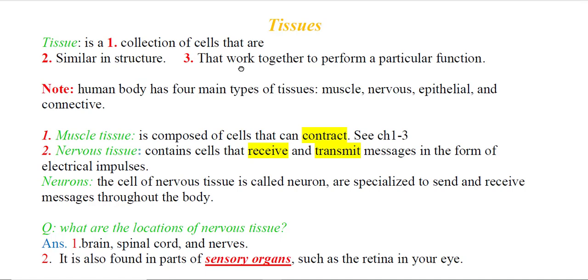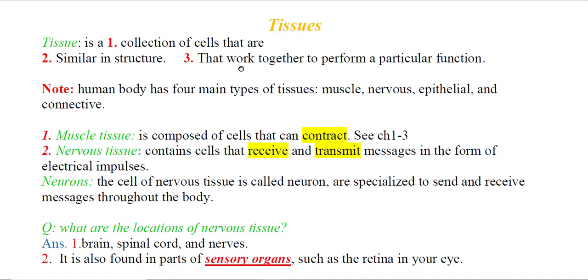If the first point and second point exist in a structure but it isn't called tissue, it's called a colony. A colony consists of a collection of cells similar in structure, but unfortunately they don't work together to perform a particular function. So for tissue, these three conditions must exist.